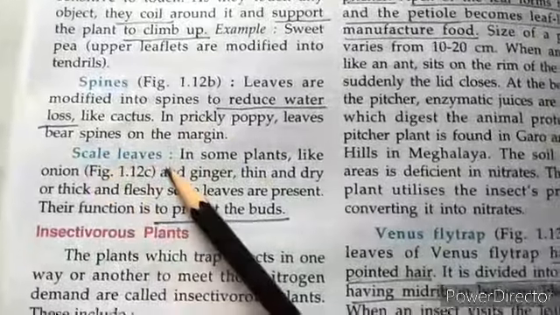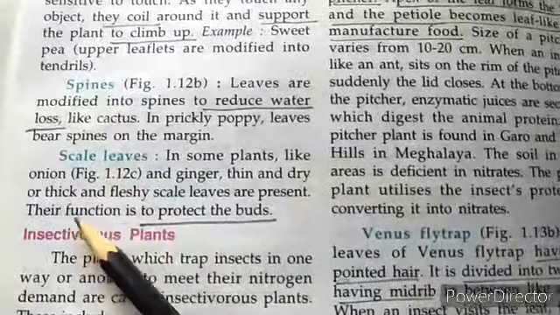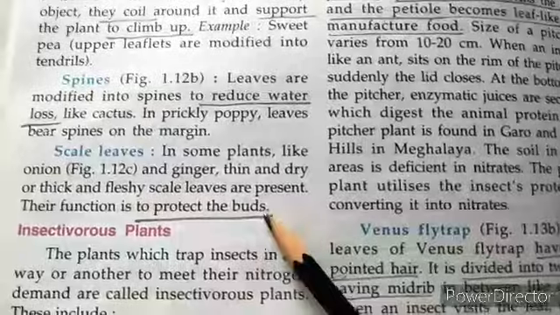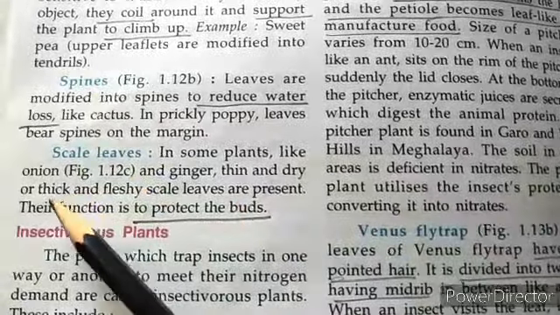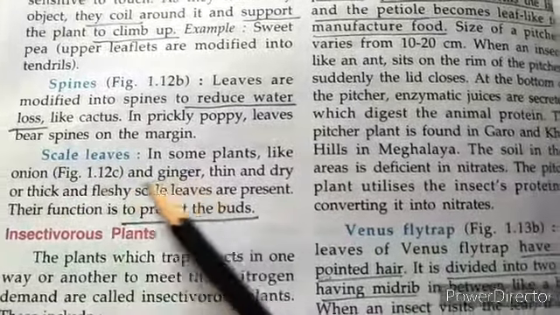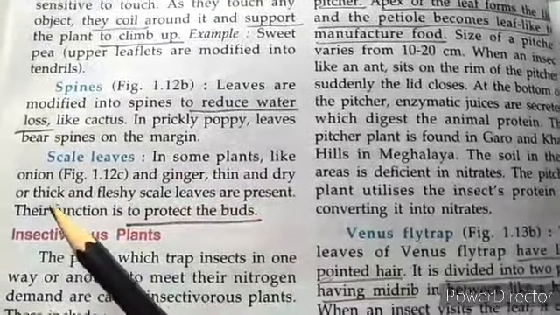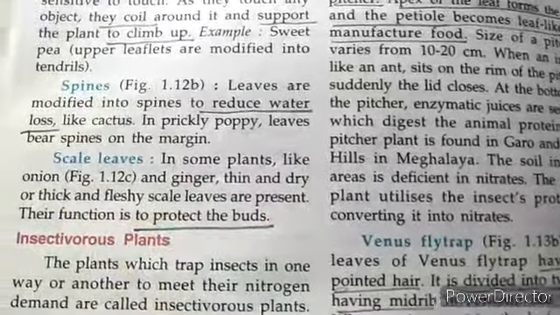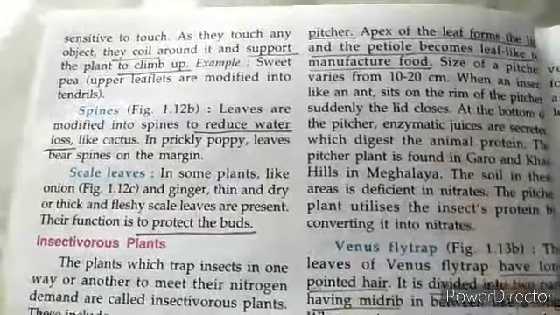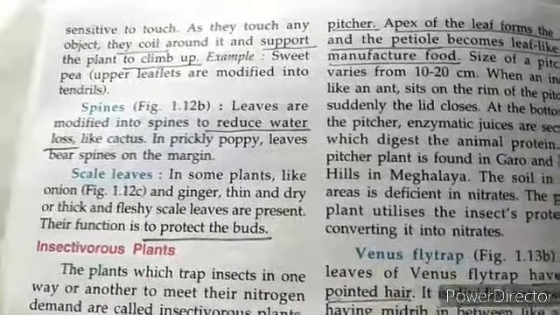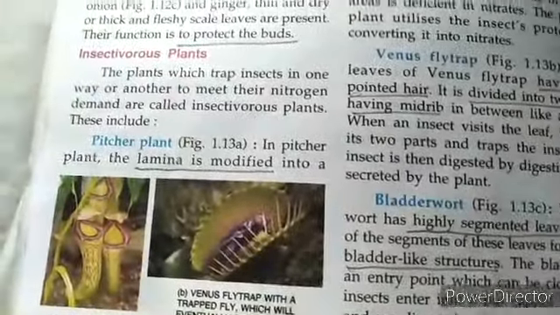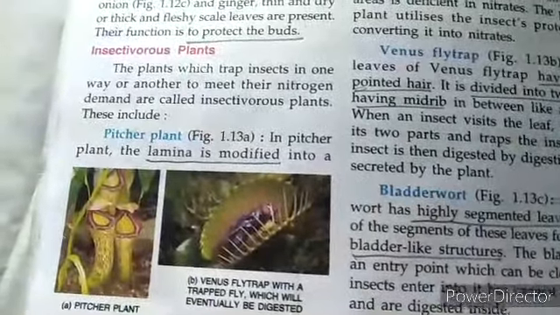Then we come to scale leaves. The main function of scale leaf is to protect the buds. These are found in ginger and in onion. They are thin, dry. Sometimes they may be thick and fleshy. So this was modification found in leaves. Now we come to the next topic, which is insectivorous plants.